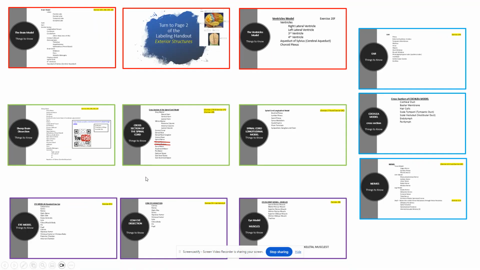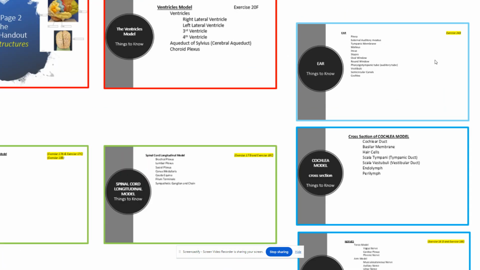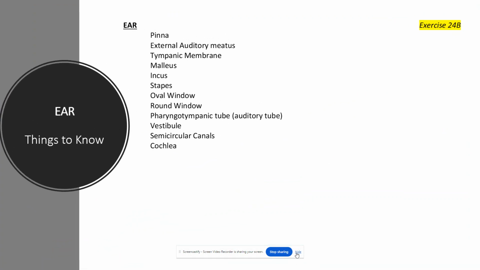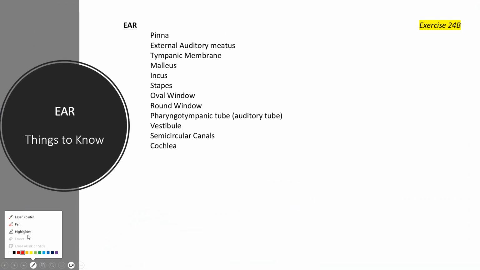Okay, let's take a look now at the ear. Let's take a look at the ear. Okay, so these are the structures of the ear that we're going to learn.